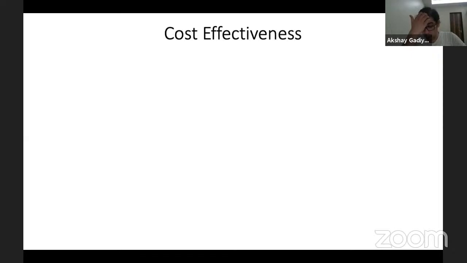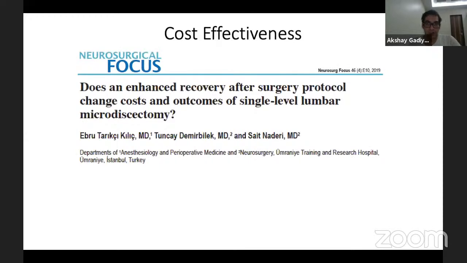Well, one will question why. I mean, including so many stakeholders putting in so much money into developing a single protocol, does that really have any outcomes? So we'll also look into the cost effectiveness. And one of the studies, in fact, 2 studies, they highlighted the role of ERAS in cost effectiveness.